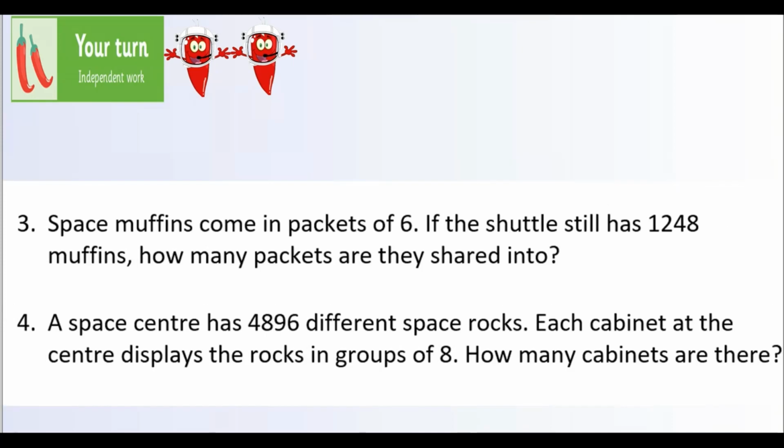And Chili 2, these are your next 2 questions. Again, it's a worded problem. You just have to underline the key information, which would be the numbers, and then you would create a bus stop method and you would work out the answers. Pause the video now, Chili 2.